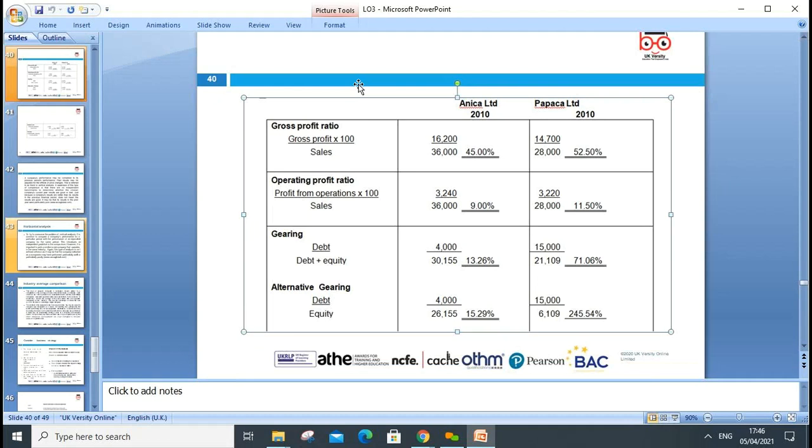And then alternatively, 15.29 and 245%. This is about Paprika, which is a very risky company. Does that mean the profit is good or bad? Yes, it means they borrow more money than their own investment. They have less of their own investment than borrowed money. So if they don't pay the interest or they can't afford it, they will be bankrupt. Yes, 245%: they borrow against 100% of their own investment.